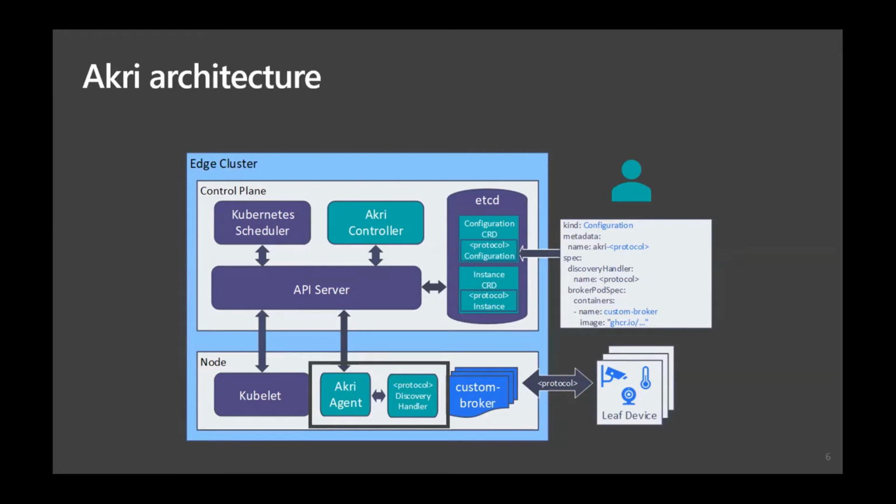And the Akri agent is the one that's going to be orchestrating the discovery handler calls. So the Akri agent will send a request to a discovery handler to start the discovery process. And as soon as a device has been discovered, it will contact the node so it can advertise to the whole cluster that the device has been created.